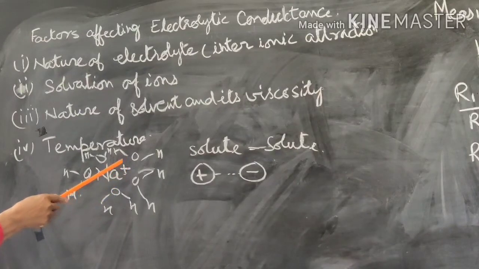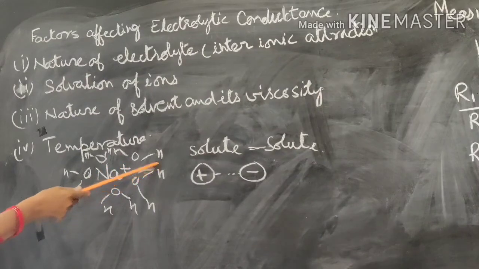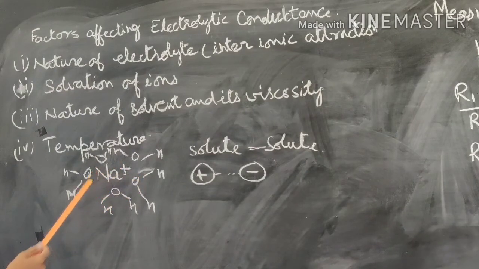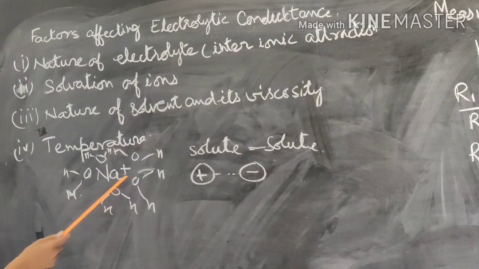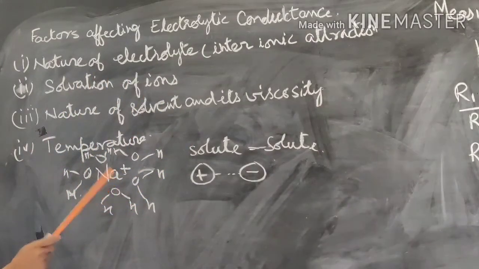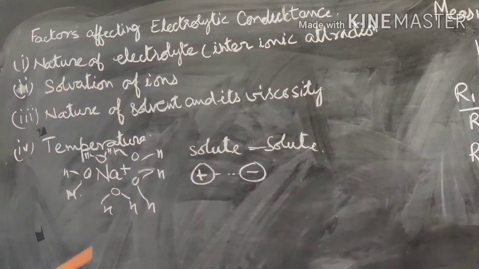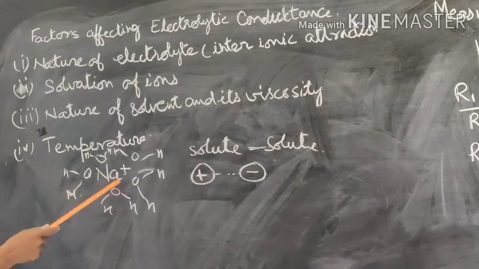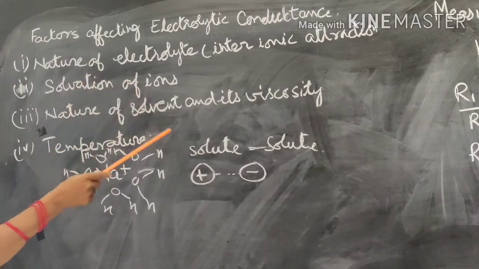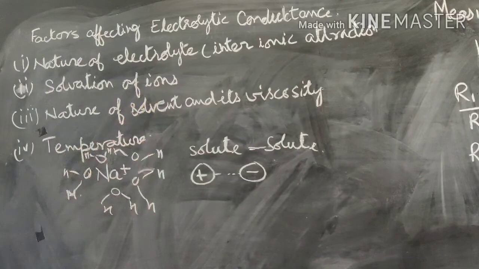So when an electrolyte is dissolved into water, this type of solvation occurs, and then it has a cluster of ions. So when the ions start moving, this whole cluster will move, and due to solvation, the mobility of the ion decreases. So there is a decrease in the electrolytic conductance. So the electrolytic conductance is affected by the solvation of ions.